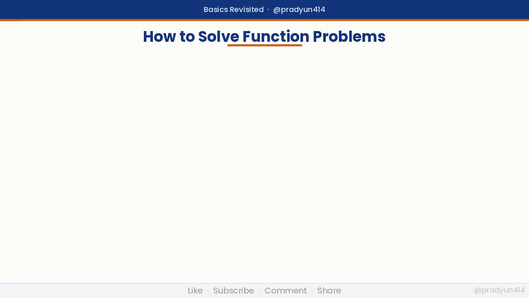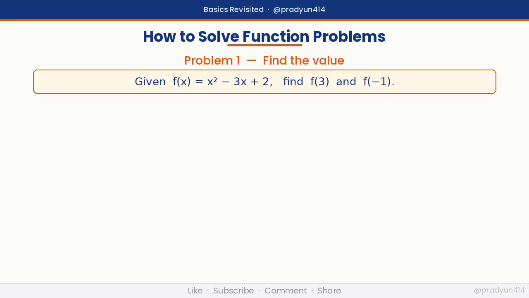Finally, let us solve a function problem. Given f(x) = x² − 3x + 2, find f(3) and f(−1). For f(3): substitute 3. 3² − 3 × 3 + 2 equals 9 − 9 + 2, which equals 2.